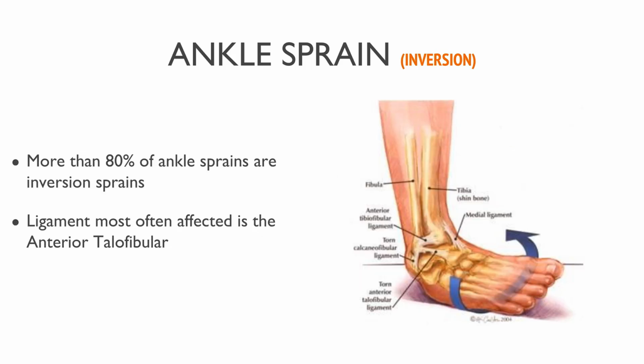In fact, more than 80% of all ankle sprains are inversion sprains. The ligament most often affected in these injuries is the anterior talofibular ligament, which is located on the outside of the ankle. This ligament is particularly vulnerable when the foot is forcefully inverted, as shown in the illustration.